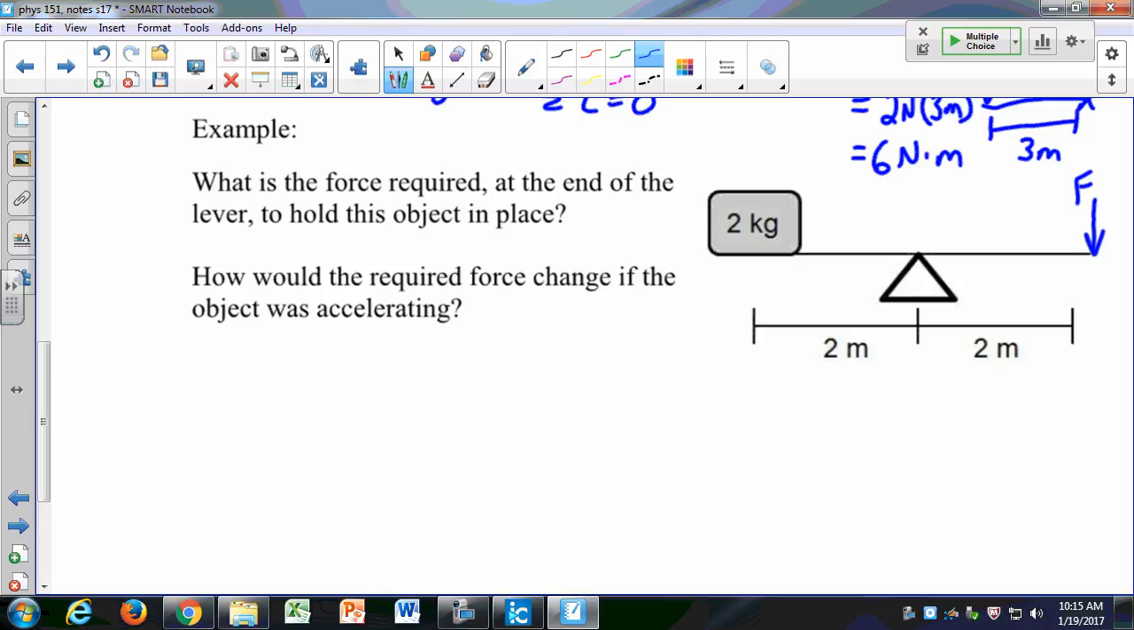What's the force on the left-hand side? No, it's not 8. What's the force on the left-hand side? Yeah. So there's a force. This object exerts a force on this side. What is that force? What is this a measure of? 2 kilograms. That's the object's what? Mass, right. So what is the force that it's exerting?